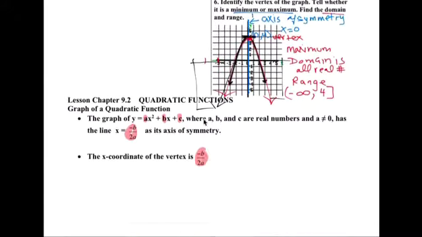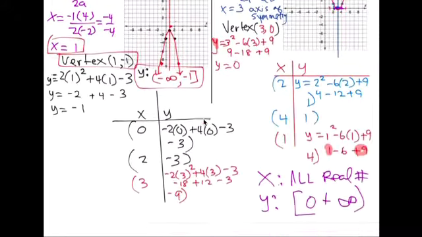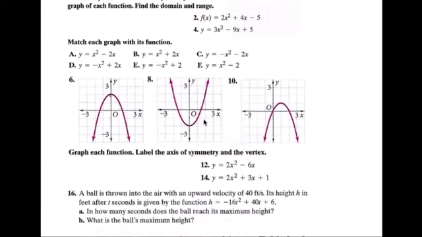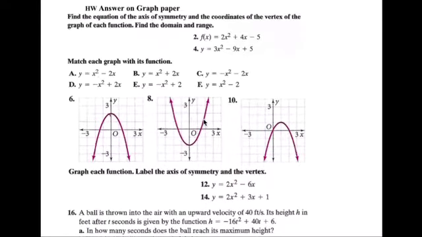Okay, just in case you're having trouble, these are notes in class. Let's see, my answer key.